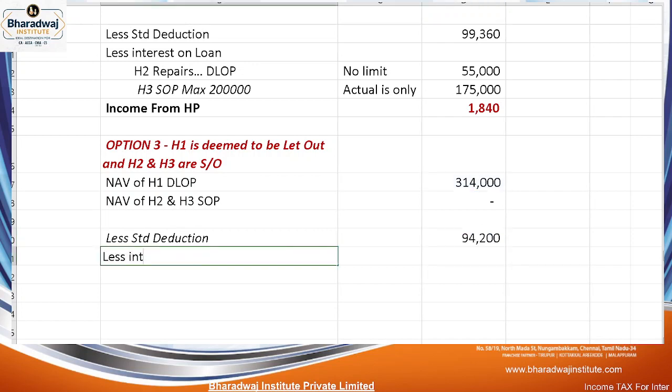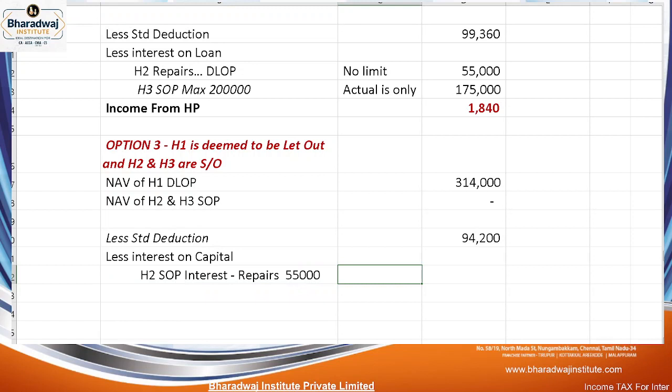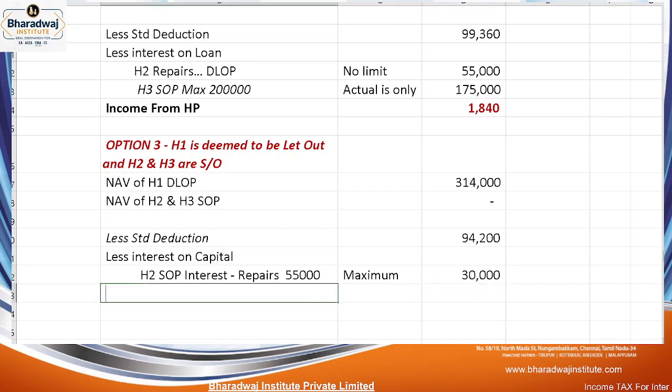Less interest on capital. House 2, self occupied property, interest on loan for repairs. We have paid 55,000, but maximum we can claim for self occupied portion is 30,000 only.